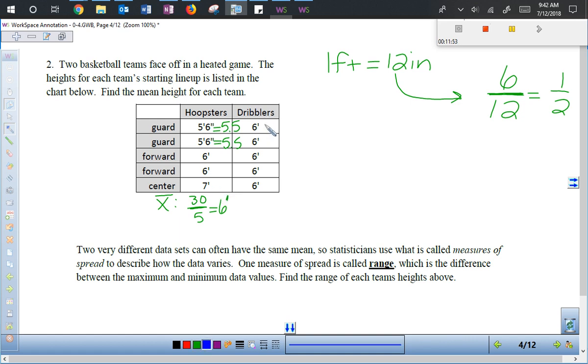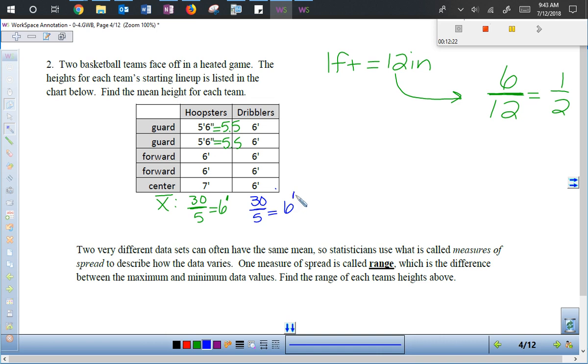Now the dribblers, all 5 players are 6 feet. So let's go ahead and find the mean of that. We can add them all together. 6 plus 6 plus 6 plus 6 plus 6. Well, 6 plus 6 is 12, plus 6 is 18, plus 6 is 24, plus 6 is 30. Divide by how many players there are, and we get an average height of 6 feet.